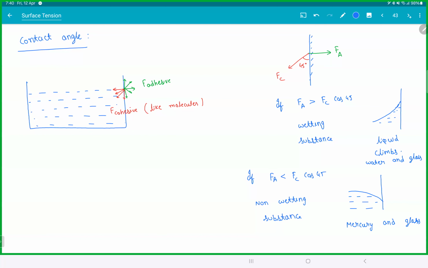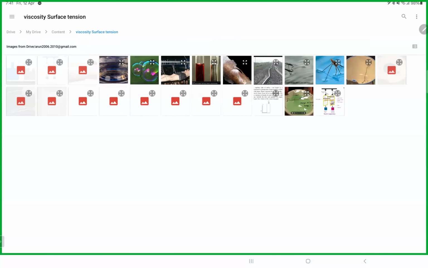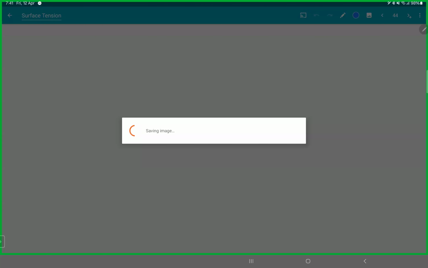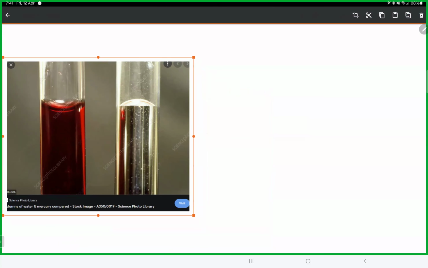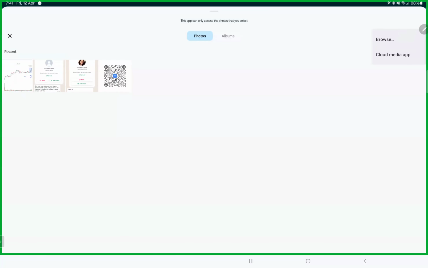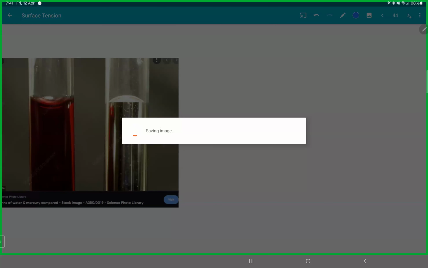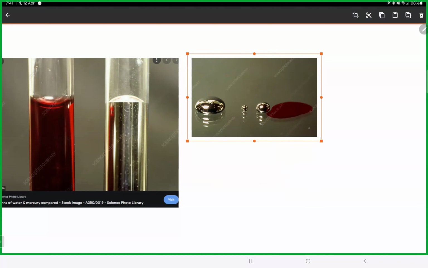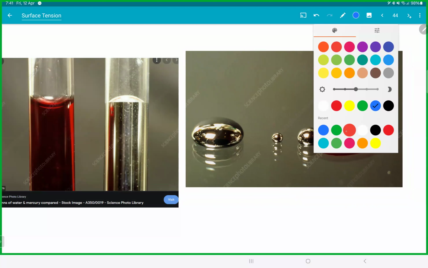So if I show you how it looks, you can see the surfaces there. The left side is a colored water and the right side is a mercury. Look at this thing. This is mercury and red colored water on this thing. If you observe here, this is the water there which spreads off.